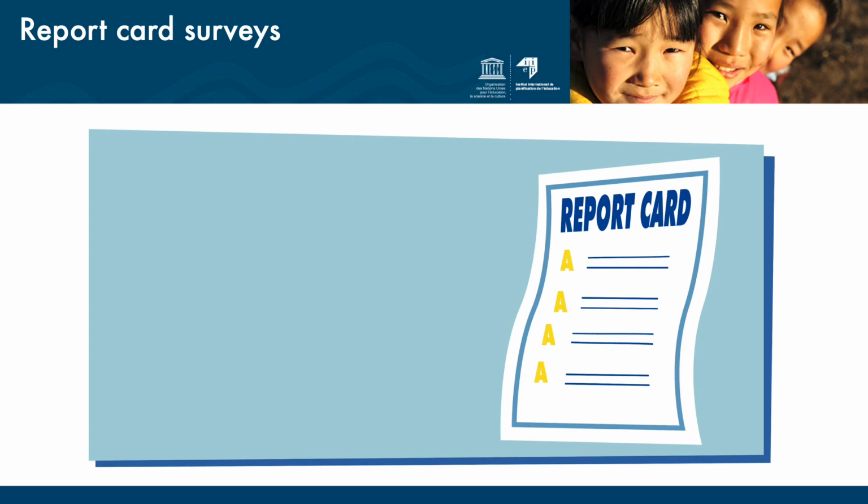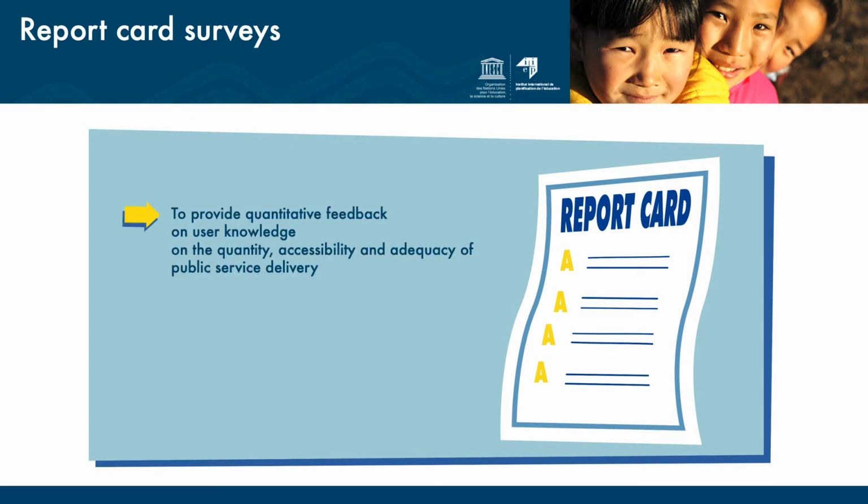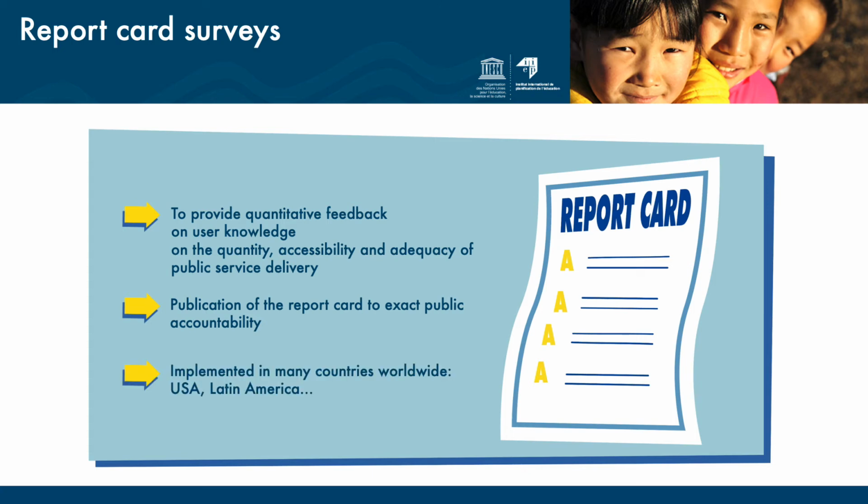Report card surveys are used to provide quantitative feedback on user knowledge on the quantity, accessibility, and adequacy of public service delivery. They are often presented on a single sheet of paper that summarizes the results of the report card survey. This sheet of paper is usually widely disseminated to the public in order to put pressure on public authorities and thus to exact public accountability. They have been implemented in many countries worldwide, both developed, like the US, but also in Latin America and elsewhere.